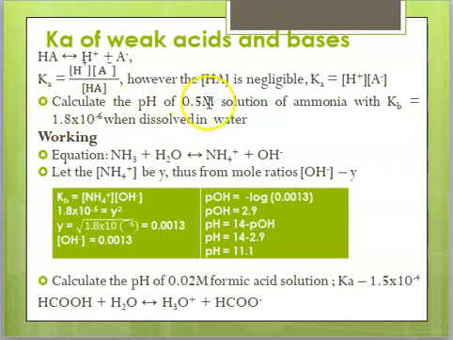Calculate the pH of a 0.5 molar solution of ammonia with Kb of this, all dissolved in water. It's the equation. Of course, this working formula is the equation. And since we don't know the concentration of the ammonium ions which are formed and OH ions, we can let it be Y. And since the mole ratios here are 1 to 1, it is the same, Y. I'm sure from math you can calculate this, so you can always pause to calculate in your calculator very well to come up with the right answer.